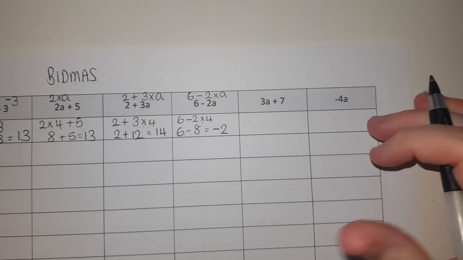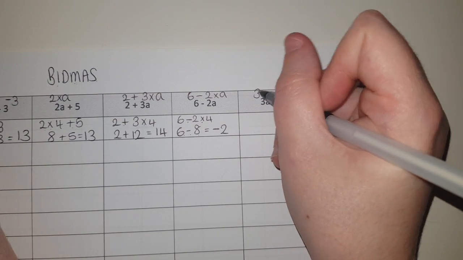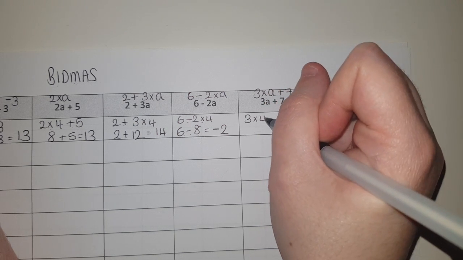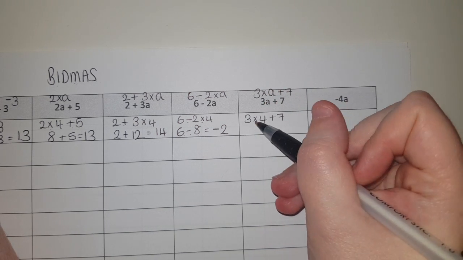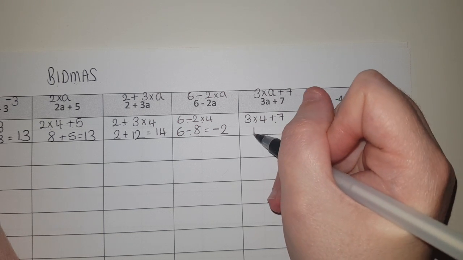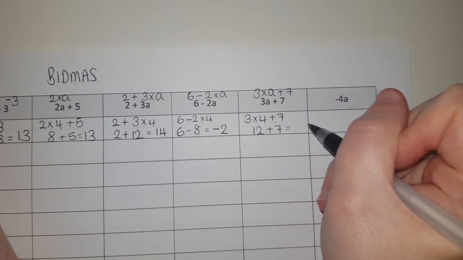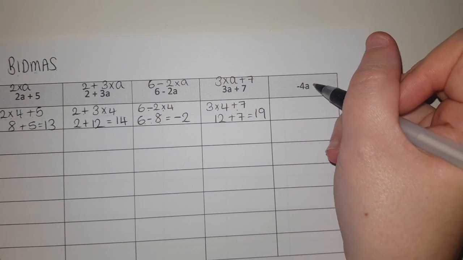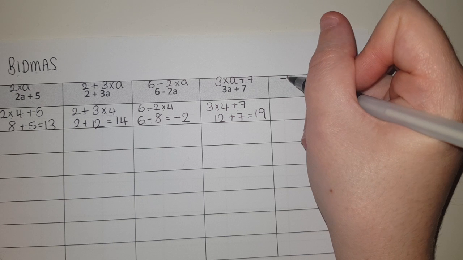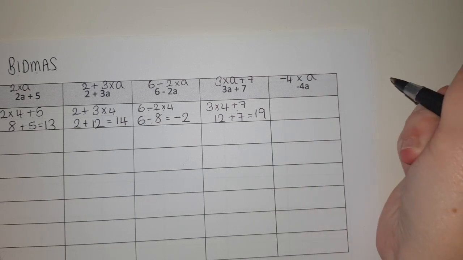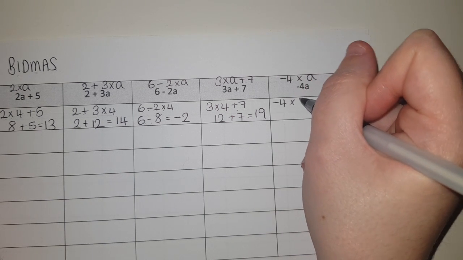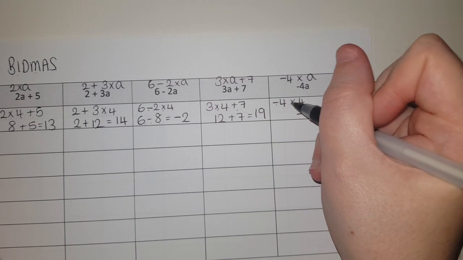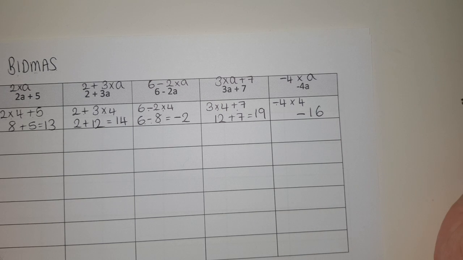Two left. For 3a plus 7, I've got 3 multiplied by a and then add 7. So I'm doing 3 times 4, add 7. Multiplication comes before addition, so 3 times 4 is 12. If I then add on 7, I get 19. And the very last one, minus 4a, remember this is our challenge column at the end. I've got minus 4 multiplied by my a term. So I'm going to do minus 4 multiplied by 4. Now a negative times a positive gives me a negative. 4 times 4 is 16.